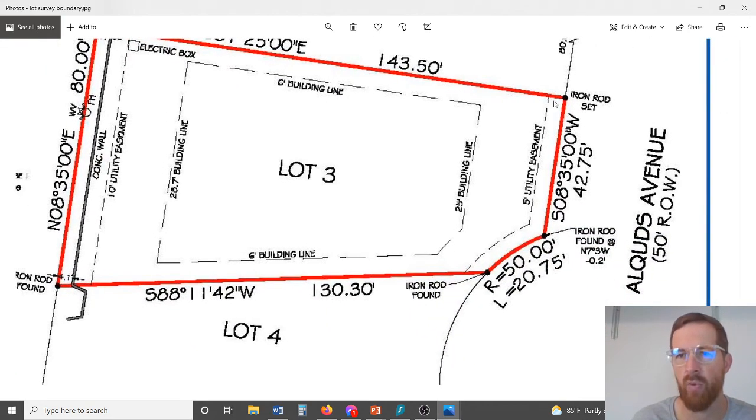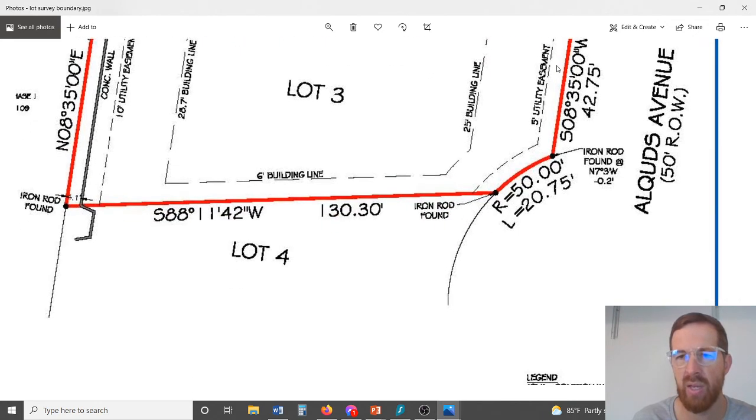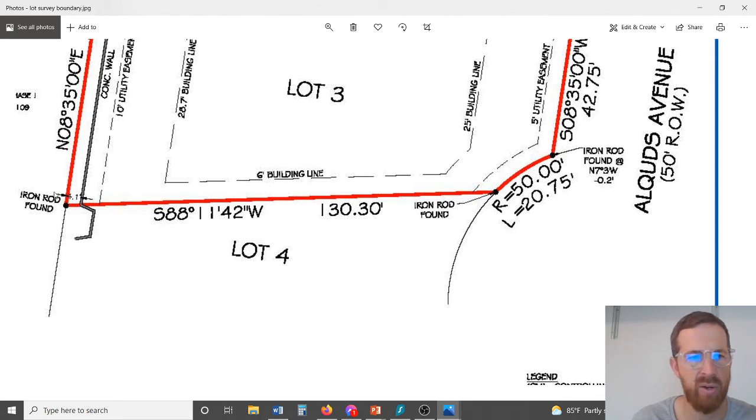And then iron rod was set. So he set that to define this lot. And there's other iron rods. It says he found one, and they found one here, and they found one there. So they only had to set one. They were able to find them. If they can find those rods, it's a little quicker and a little easier, obviously.